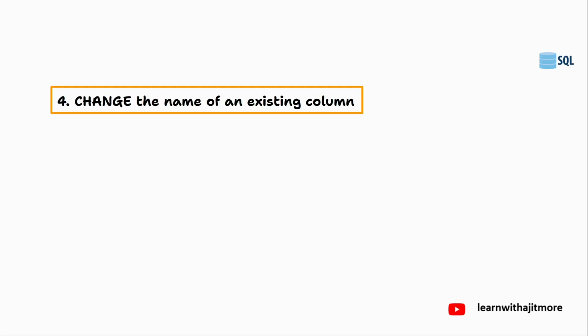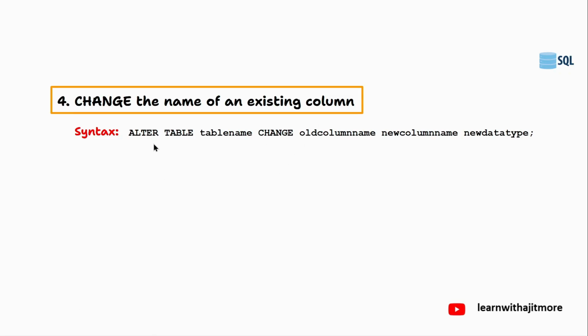Then suppose you want to change the name of your table. Sorry, not table name. To change the table name, there is another command. You want to change the name of an existing column. For that, the change keyword is used along with alter. Alter table, table name, change, and then give the old column name, new column name. What do you want to do? Change the old column name to the new column name.